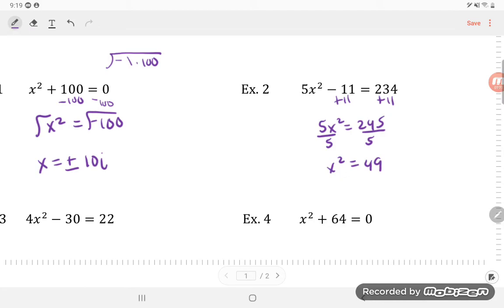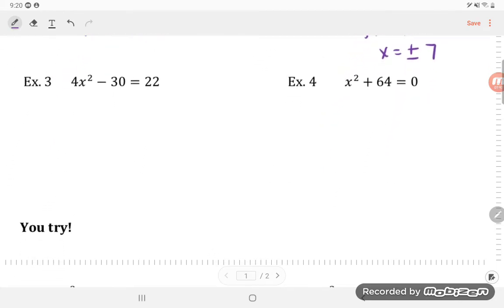Again, I have to isolate that radical. That radical has to be on the side by itself before I can take the square root. I take the square root of both sides. X is going to equal plus or minus 7. In working with the square roots property, I have these two answers because 7 squared will equal 49. Negative 7 squared will also equal 49.